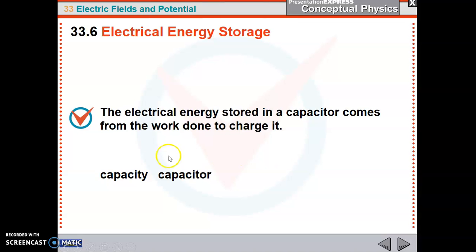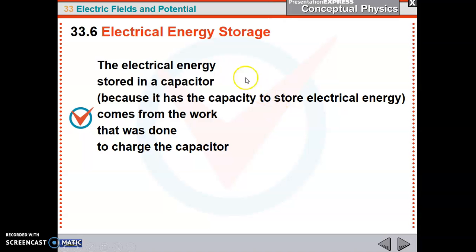Now, this is the sentence that comes right out of the book, and I like that just fine. But then I wanted to break that sentence up a little bit. The electrical energy stored in a capacitor. And why is it stored in a capacitor? Because it has the capacity to store electrical energy. So the electrical energy stored in a capacitor, where does that come from? Where does the electrical energy come from? It comes from the work that was done to charge the capacitor.